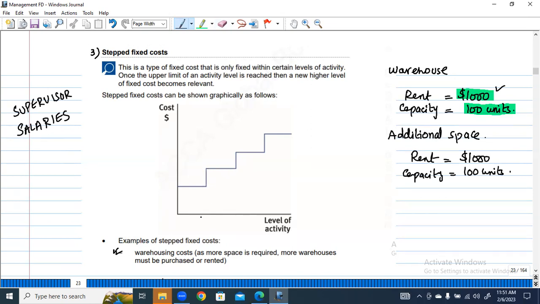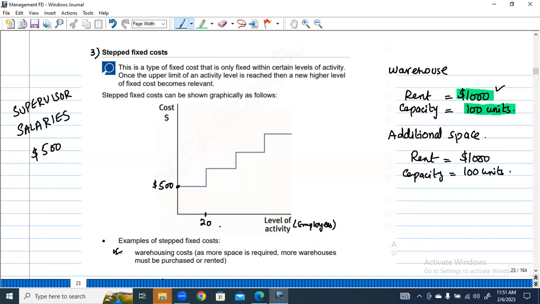For example, you have a supervisor, and a supervisor can supervise up to 20 employees. Now the level of activity is employees. One supervisor can manage 20 employees, and you are paying the supervisor a salary of $500. So when your employees are up to 20, you just need to pay the supervisor $500. That's it. It will be a fixed cost.